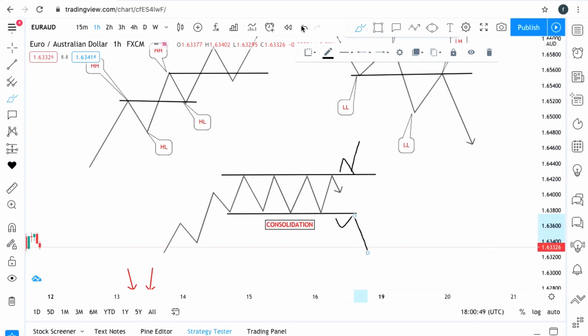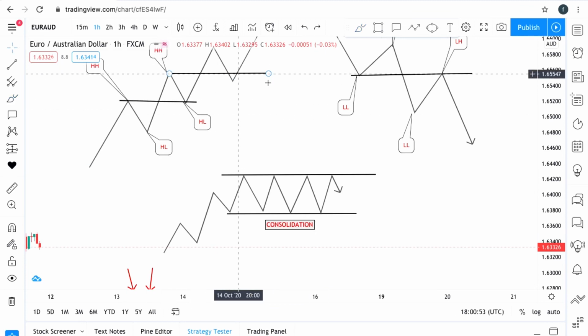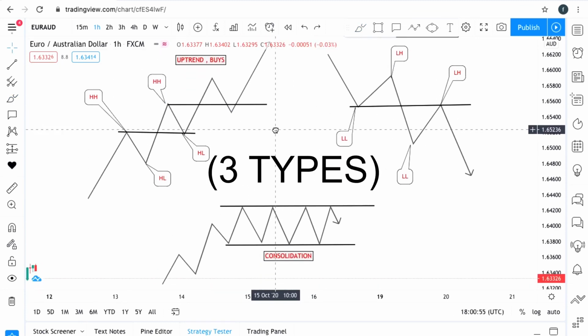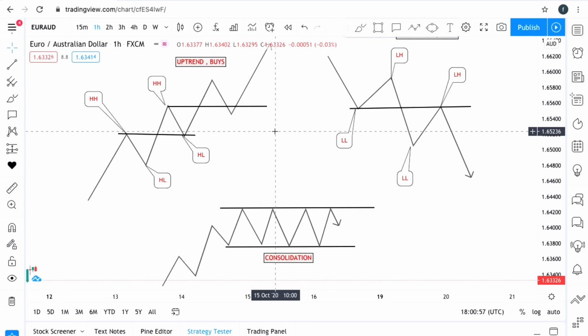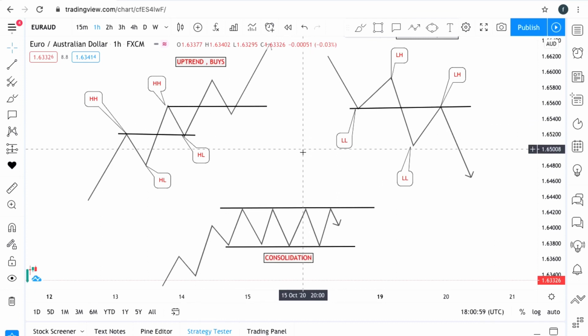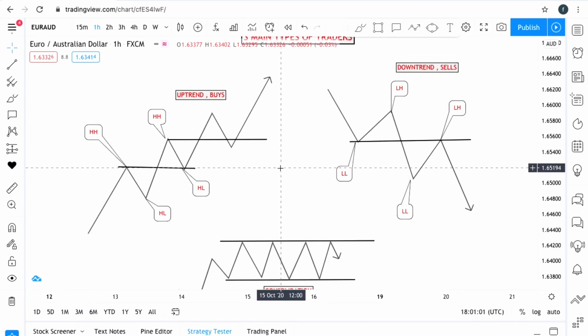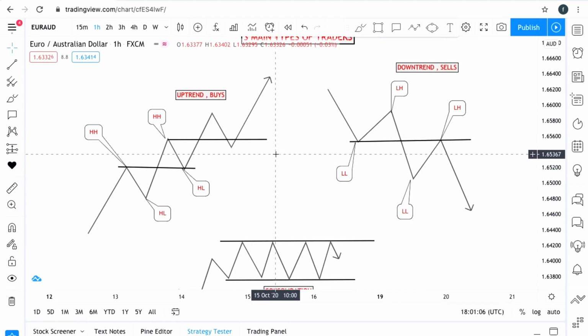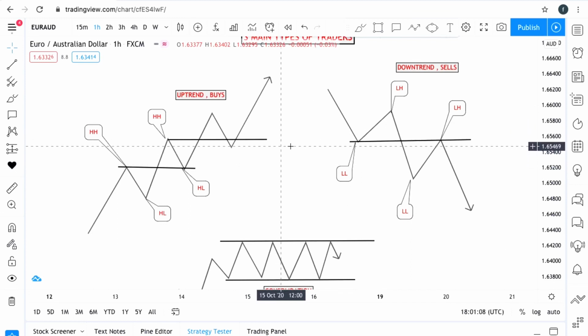Alright, so I hope you guys really get the gist of market structure. These are the three main types of market structure. So now I'm going to go over to the live charts and see if we can identify some of these structures. And for the next video we will be looking through some other stuff like stop loss and take profit, etc.